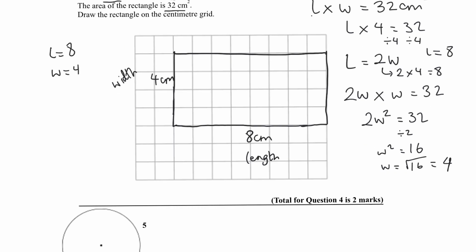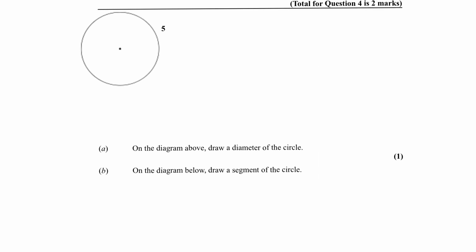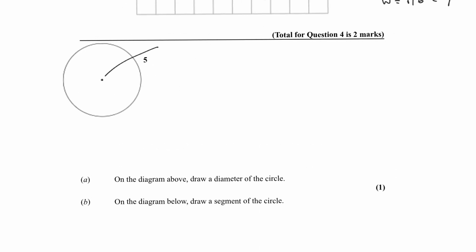Okay. Then question 5, it says on the diagram, draw the diameter of a circle. So we know the diameter of a circle is a straight line that goes from one end of the circumference to the other end of the circumference, but it needs to pass through the center, which is the point in the middle. So diameters must pass through the center.